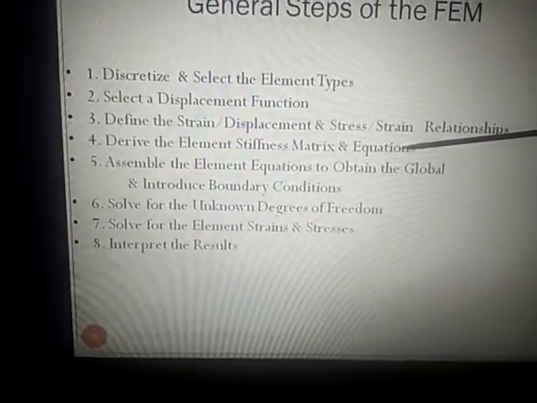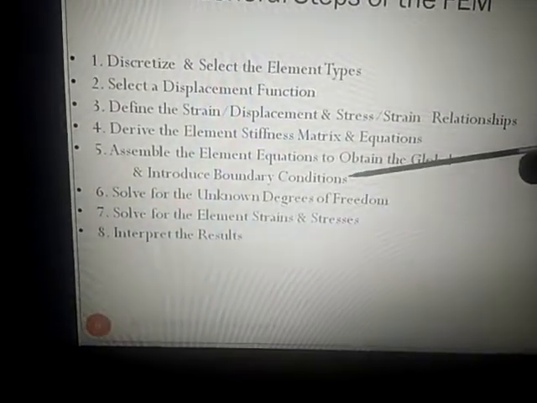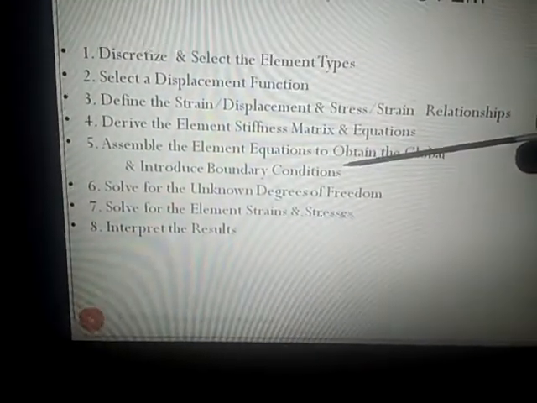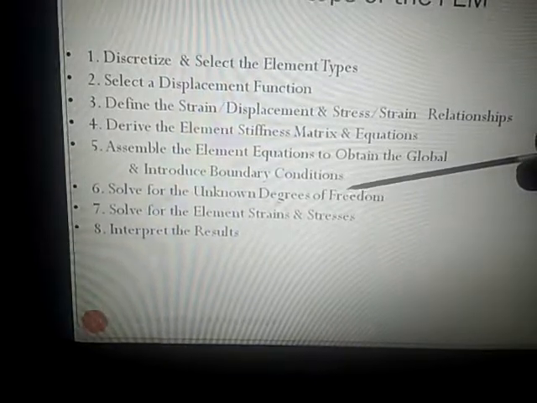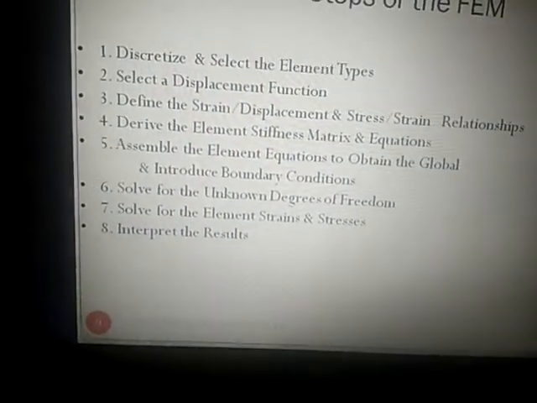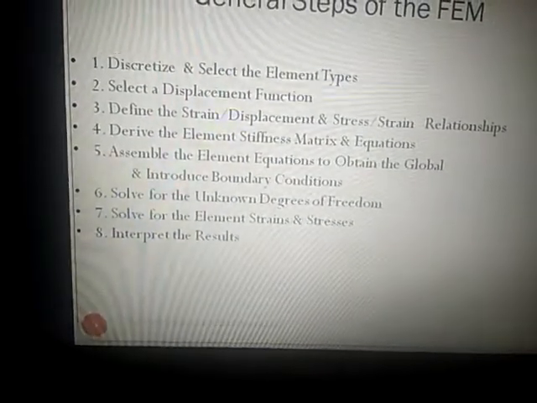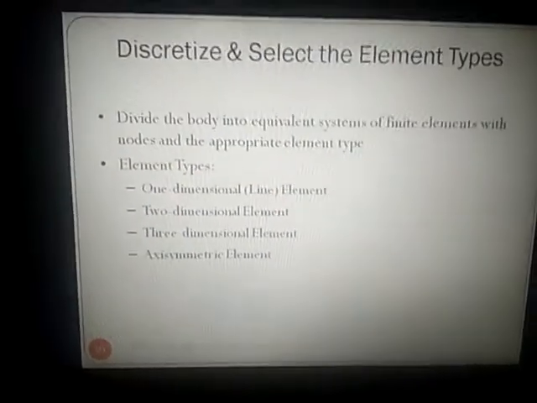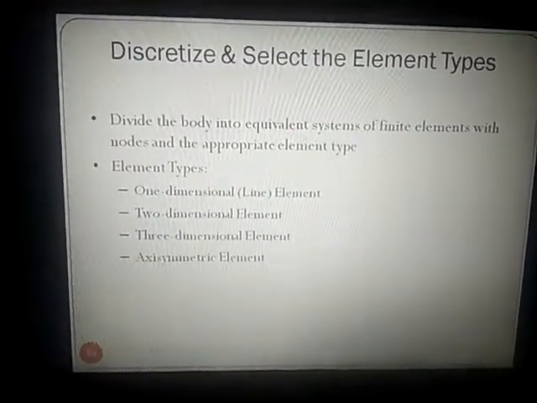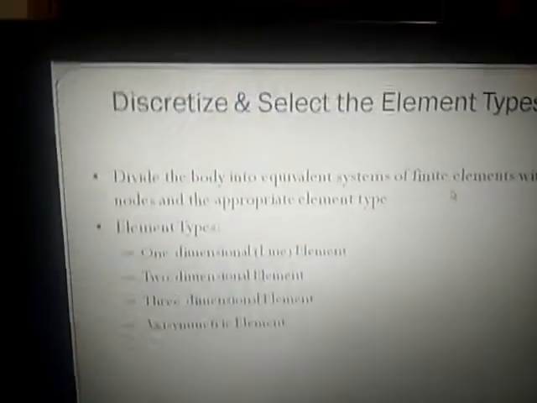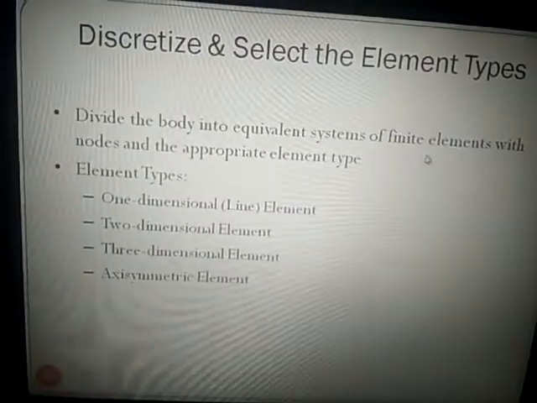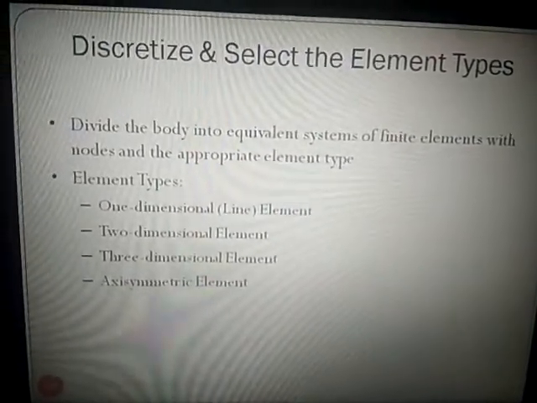Assemble the element equations to get the global equations and introduce the BCs. BCs means boundary conditions. Solve for the unknown degrees of freedom. Solve for the element strains and stresses and interpret the results. Discretize and select means divide the body into equivalent systems of finite elements with nodes and the appropriate element type.